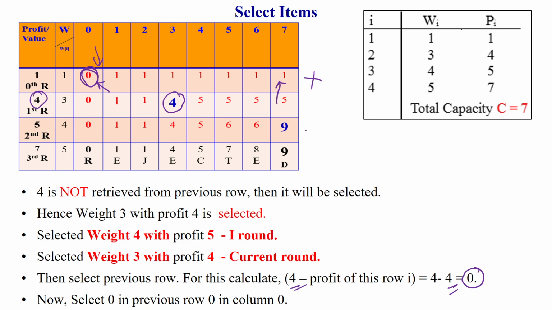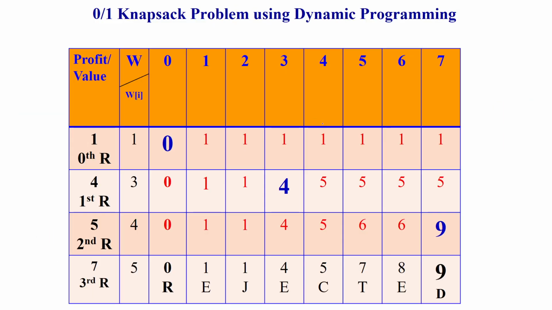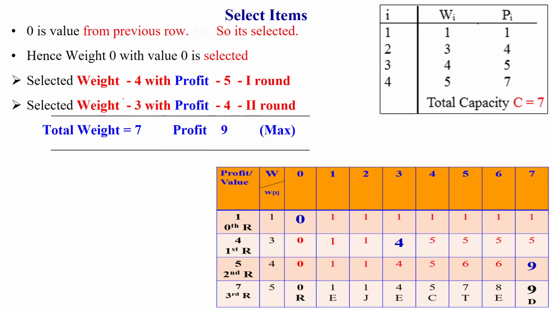So now two items are selected, and this is also not selected, this is also not selected. Based on that, the first one we selected has weight 4 and profit 5, and the second one has weight 3 and profit 4. So finally we have got 9 units of profit and 7 units of weight. This is how we solve the knapsack problem using dynamic programming.